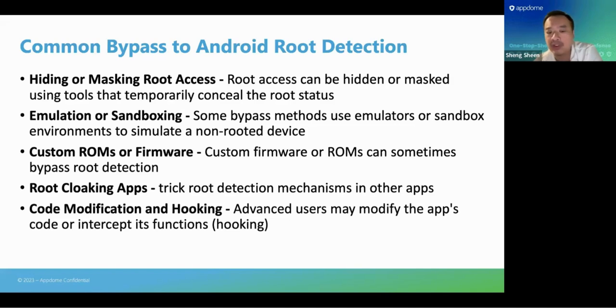Custom ROMs or firmware can be present. This could be another way to bypass root detection. A customized version of the OS may alter the security measures or mask root access, allowing the user to use the rooted device without triggering detection mechanisms.